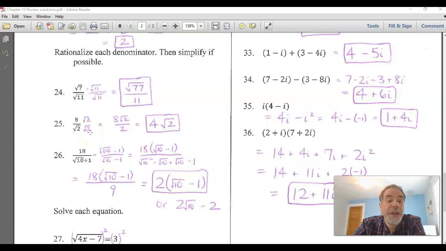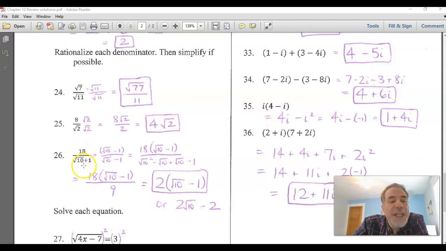Number 25, to rationalize this denominator, square root of 2, we need to multiply it by another square root of 2. And we have to multiply by the same thing on top and on the bottom. So on top we have 8 times the square root of 2. On the bottom we have the square root of 2 times itself. Square root of 2 squared would just be 2. And then 8 times the square root of 2 divided by 2 simplifies to 4 times the square root of 2. The 8 divided by 2 is 4, and then that's times the square root of 2.